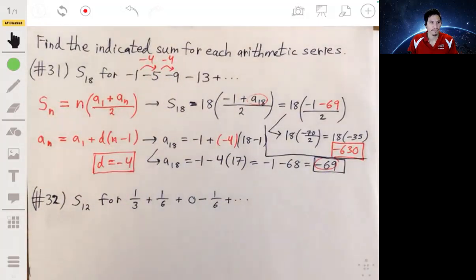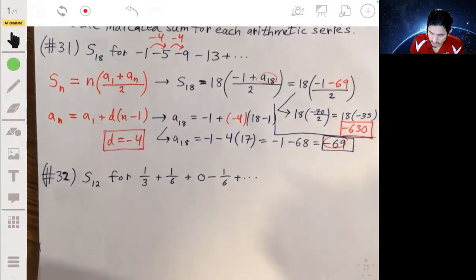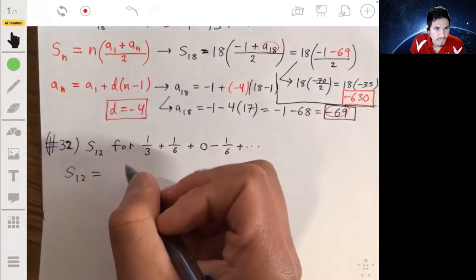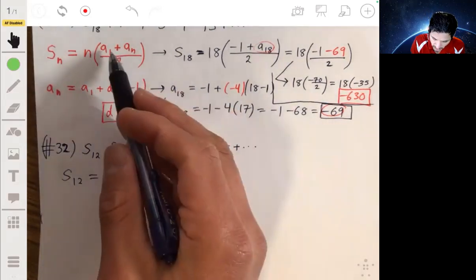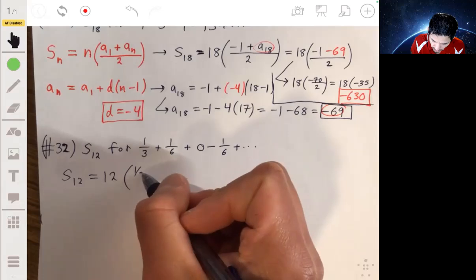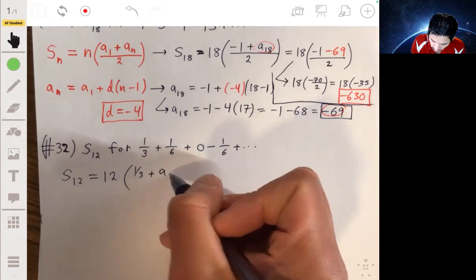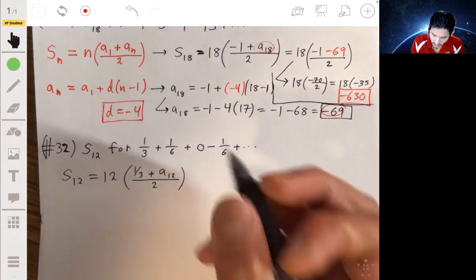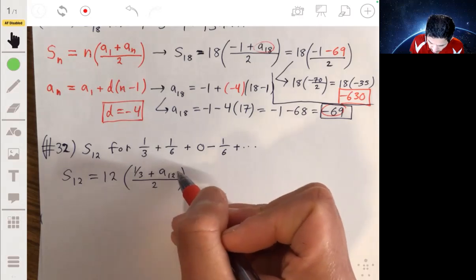All right, let's go through one more. For number 32, we want to find the sum of the first 12 terms, so S12. Using this formula, n is 12, so 12 times A1, which here is 1/3, plus the nth term, A12, over 2. So let's figure out what A12 would be.